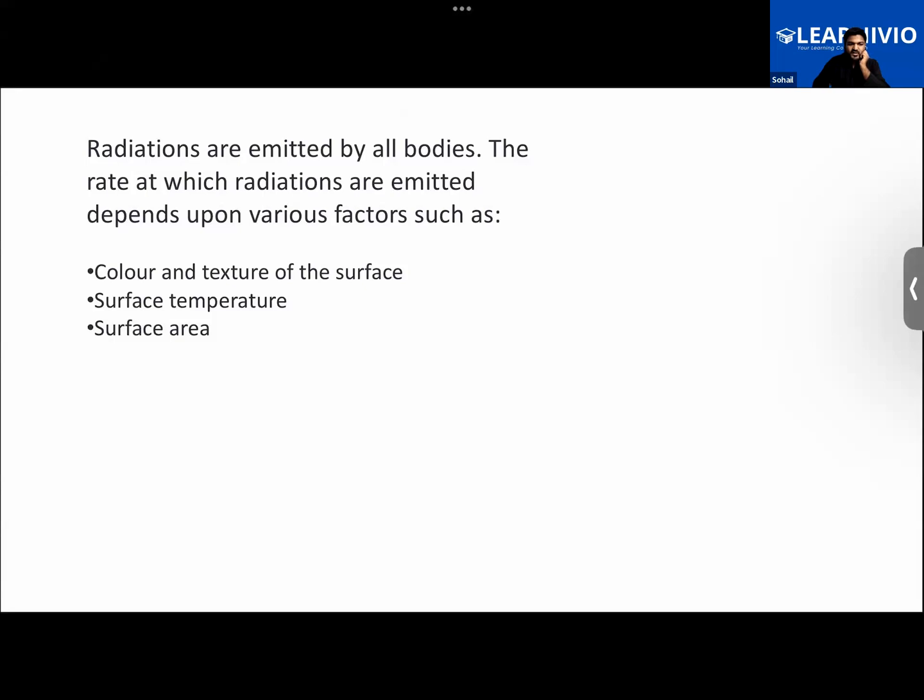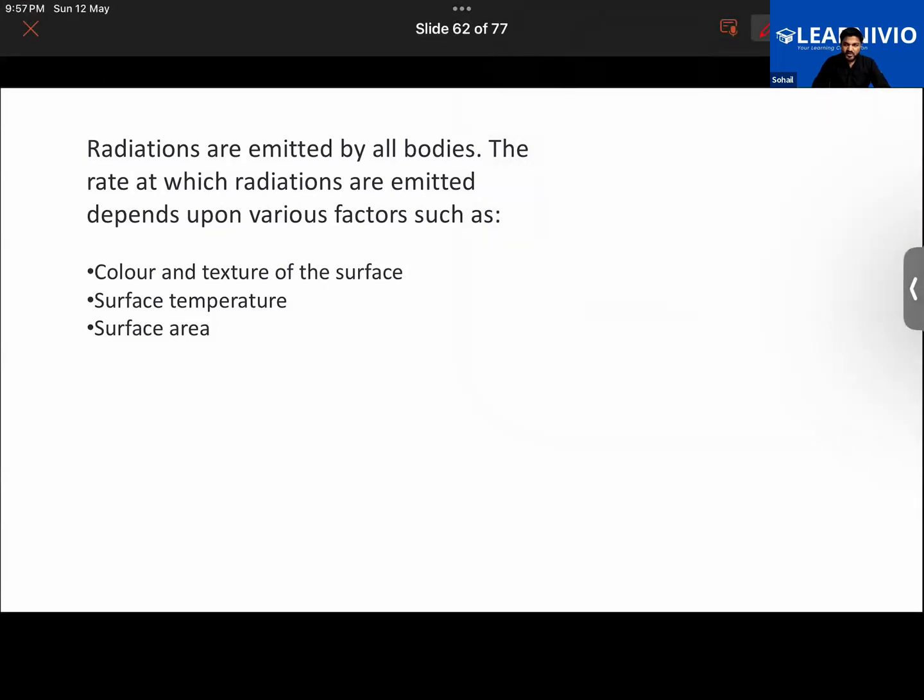It loses its heat by a process called radiation. And how does heat travel in this radiation? In the form of waves. So keep that in mind. Now, radiations are emitted by almost every body. The rate at which they radiate will depend upon different factors.